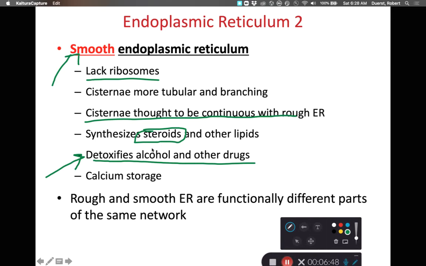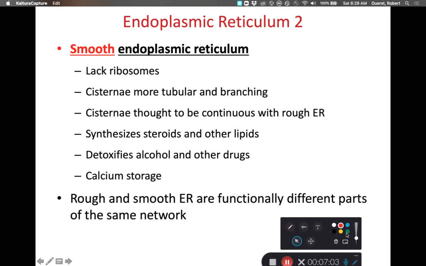So when we look at one, I want you to focus on protein synthesis for proteins that are secreted with the rough ER. When we look at the smooth ER, I really want you to focus on this detoxifying of molecules that are in our bloodstream.